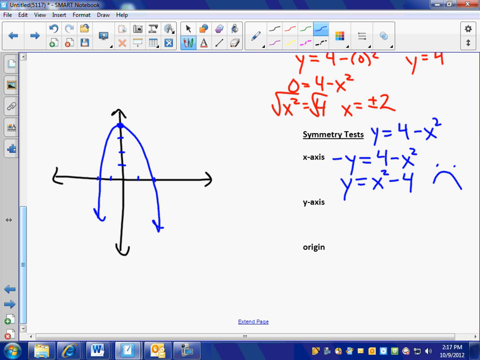Sad day. That's precisely what we thought. We did not think that it would be symmetrical about the x-axis.